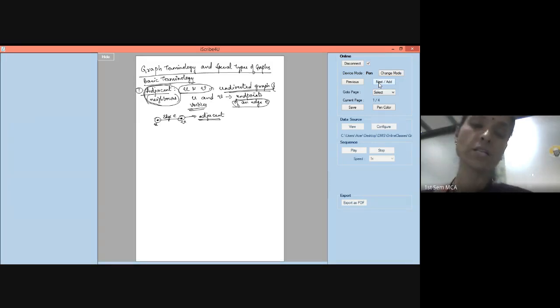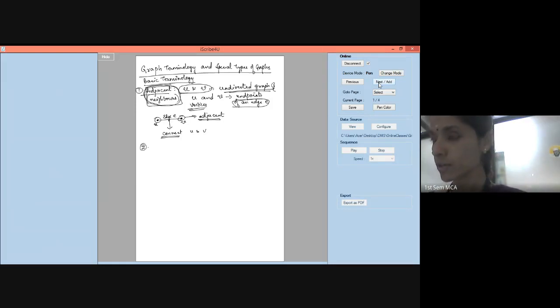Adjacent means next to each other. Whoever is close to you is your neighbor. So that's why they are called adjacent, or neighbors. You have an edge connecting these two vertices, U and V, so U and V are called neighbors, or adjacent vertices. E is said to connect U and V. E is an edge connecting U and V. That is one important definition.